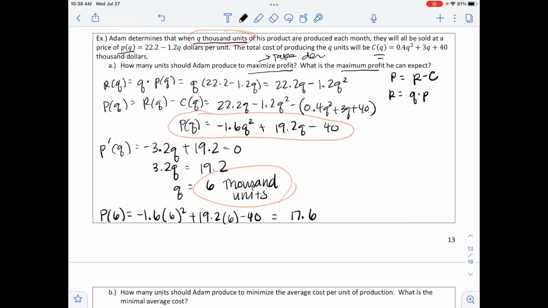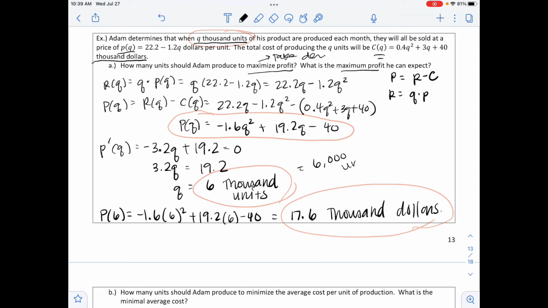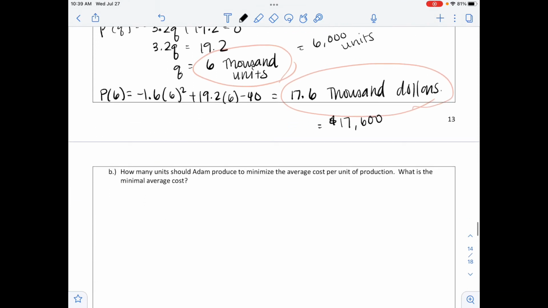And for our profit, you'll realize that this is in thousands of dollars. So $17.6 thousand. And equivalently, you can also write this as 6,000 units and the $17.6 thousand as $17,600. The problem continues onto the next page.